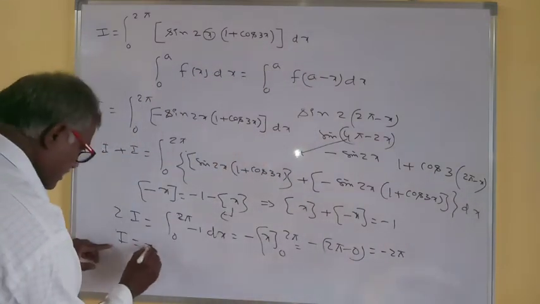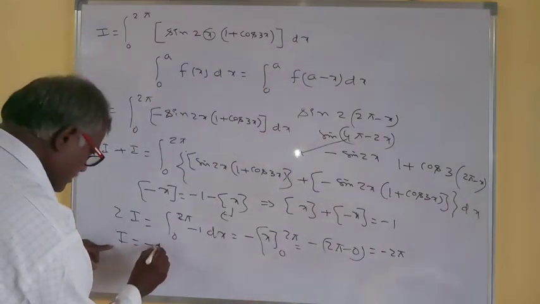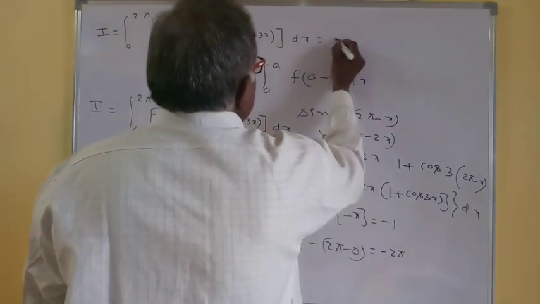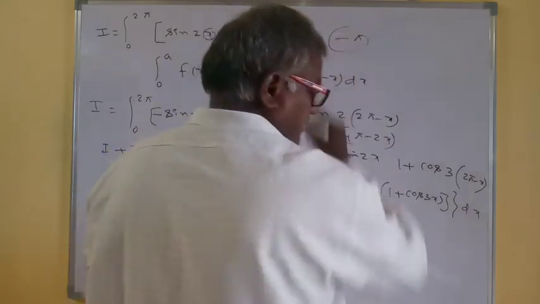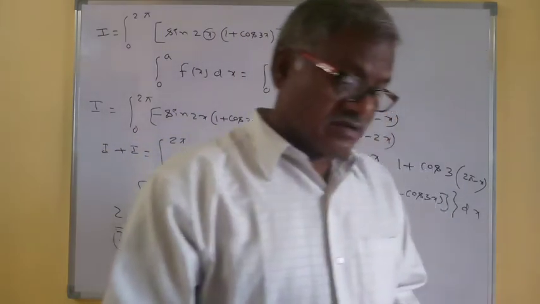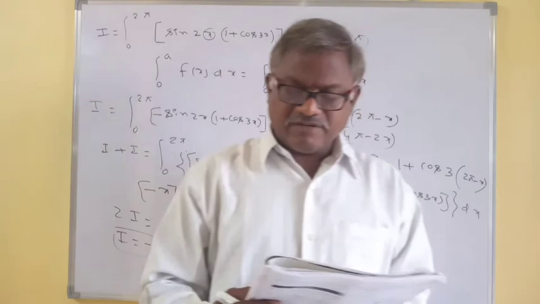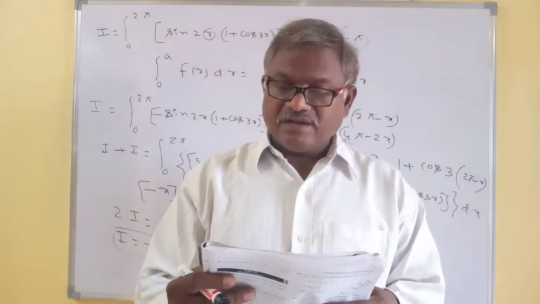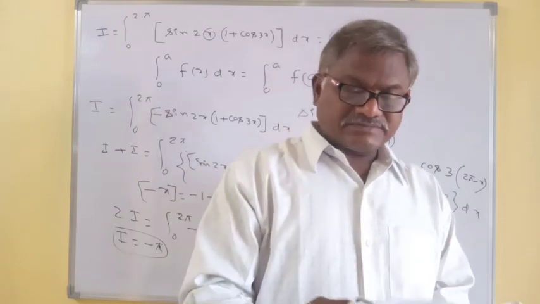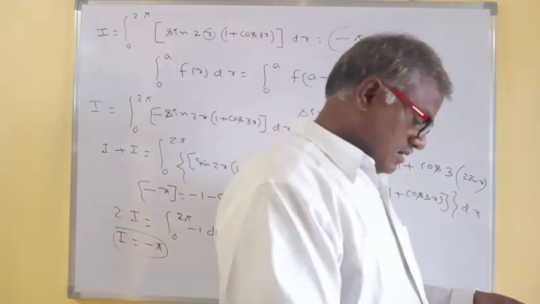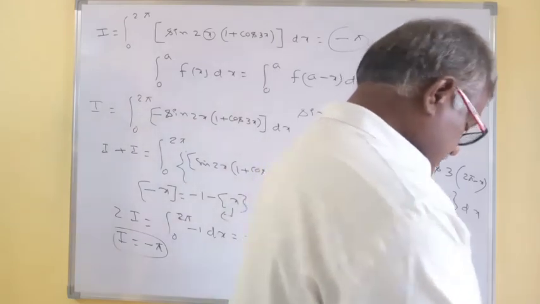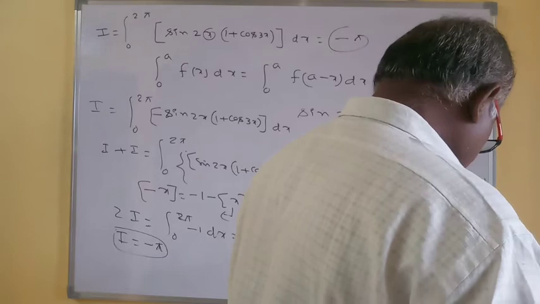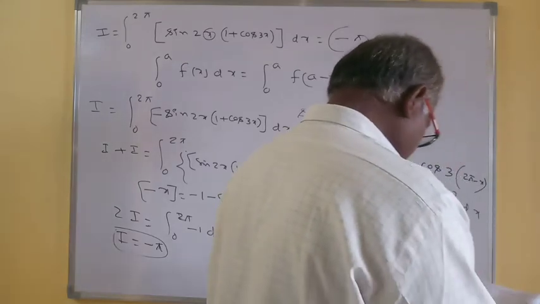So finally, 2I equals minus 2 pi, so I is equal to minus pi. Minus pi is the right answer. Options will be given as pi, minus pi, 2 pi, minus 2 pi. Okay. Next. Again, on the problem. Here, the same problem will be given.